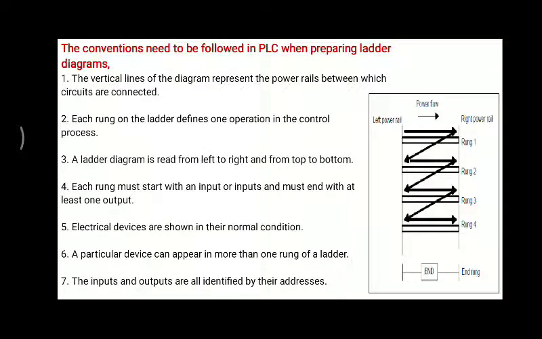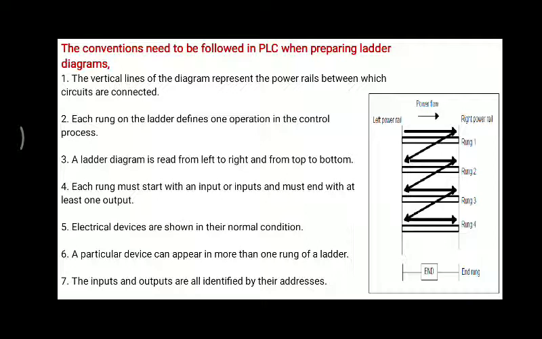Now next, this is the starting of today's session. The conventions that need to be followed in the PLC when preparing ladder diagrams. So there are some rules or conventions we are supposed to follow when we are preparing a ladder diagram for a specific problem. In this, first, the vertical lines of the diagram represent the power rails in which circuits are connected. Yesterday we saw there are two vertical lines, the left power rail and the right power rail. In between there are rungs, one by one.